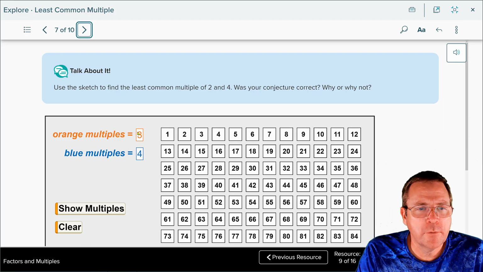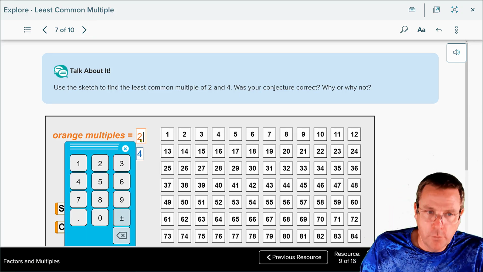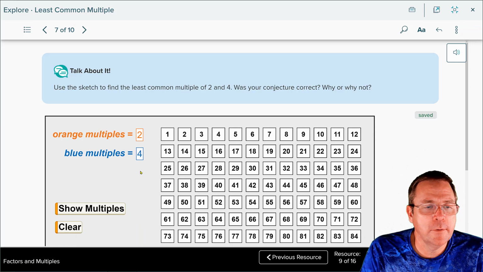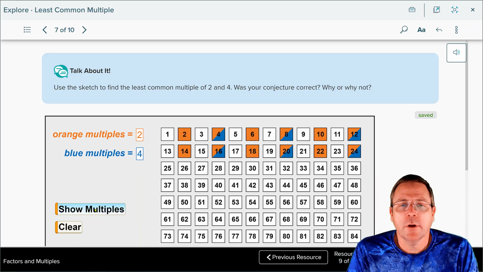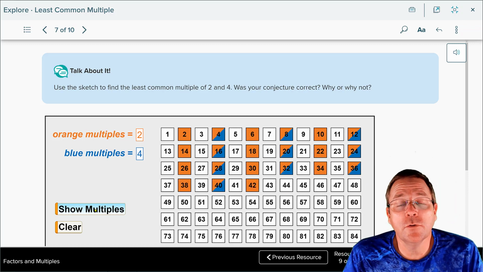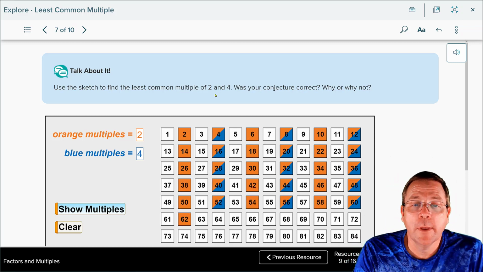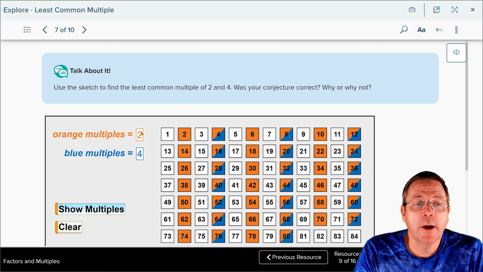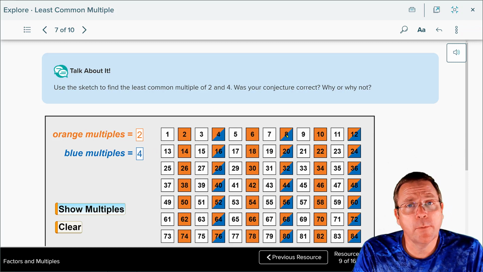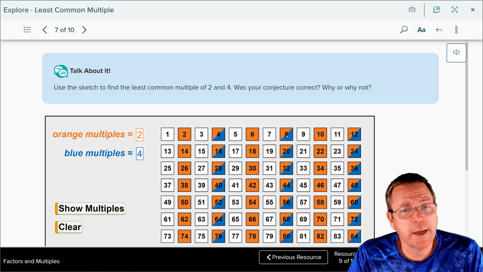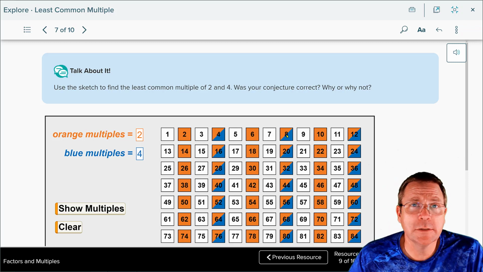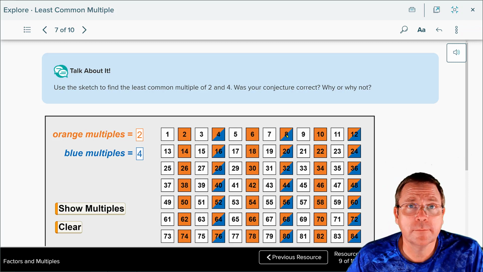Now the textbook suggested doing this with 2 and 4 instead of the 4 and 8 like I suggested. And you can see when it starts showing all the multiples here, to show you your least common multiple of 2 and 4, that's going to be the 4. But 2 times 4 was going to be the 8. 8 is a common multiple, but it's not the least common multiple. The least common multiple is 4.